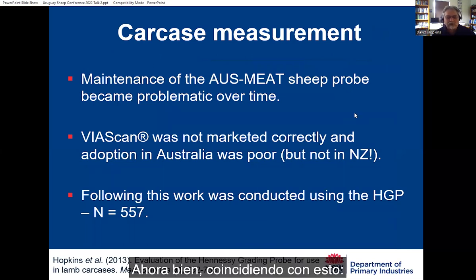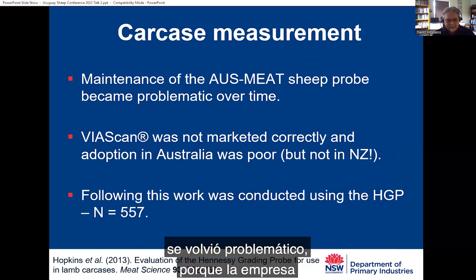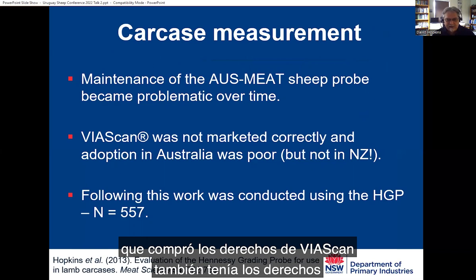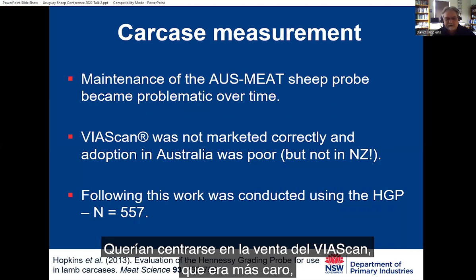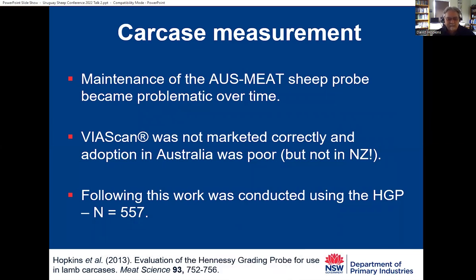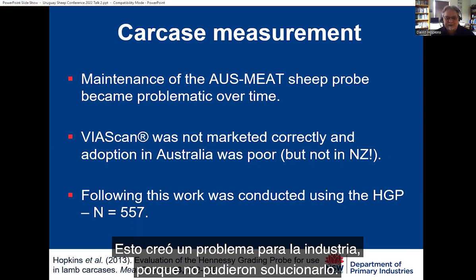Now, coinciding with that, the maintenance of this osmotic sheet probe became problematic because the company that ended up taking the rights to ViaScan also had the rights to the osmotic sheet probe. And of course, they wanted to focus on selling the more expensive ViaScan. And so their due diligence with the osmotic sheet probe fell off. This created a problem for industry because they couldn't get the thing fixed.